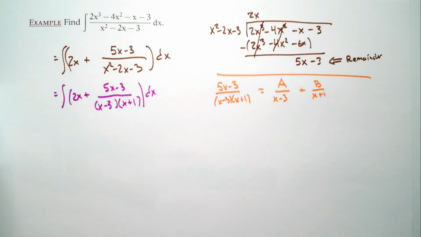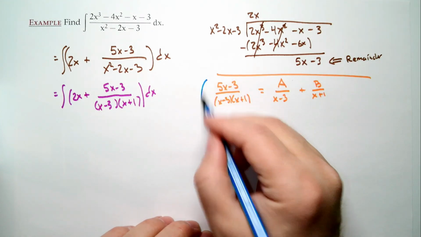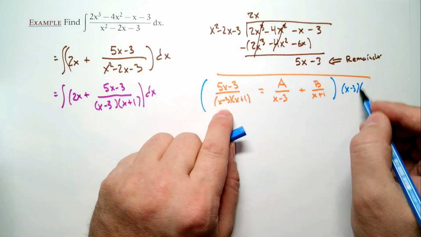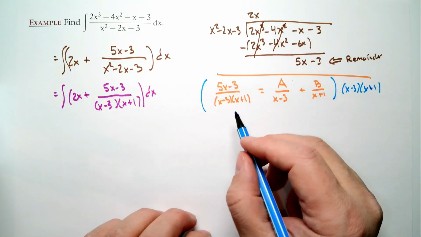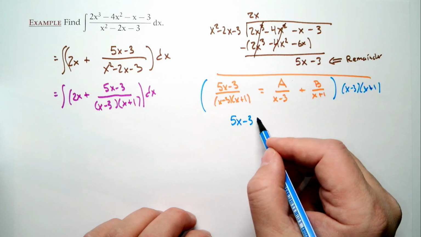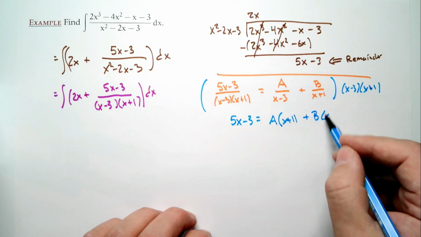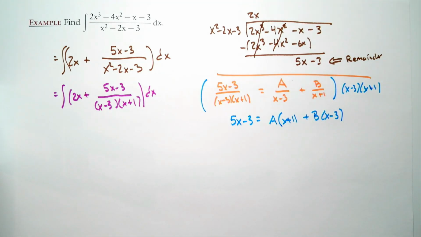Yeah, multiply, clear out your denominators. Fractions are scary, so we don't want them. So we multiply by our original function here on the left-hand side, x minus 3 times x plus 1. If we do that, we're going to just have the numerator on the left-hand side, 5x minus 3, is equal to A times x plus 1 plus B times x minus 3. Now you come to the part of solving for your constants. Here there are, like I said, at least two roads you can take. There's lots of ways to figure this out. Use whichever way you want.